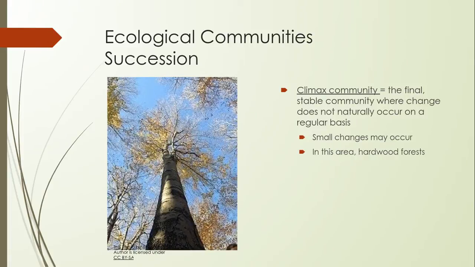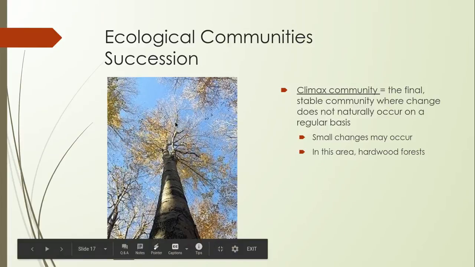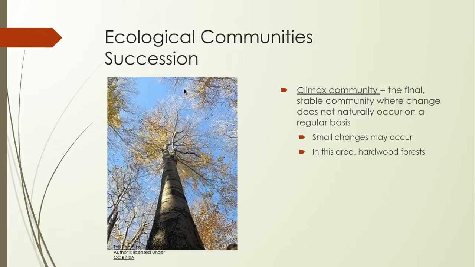Now, this is an example of a climax community. So we think of it kind of like the end, although ecosystems are constantly going through slight changes. But if we see the final stable community where primary succession has reached its climax or its end, that is called a climax community. You'll still get small changes, but if we look at this hardwood forest here, essentially we're looking at the final stages, or the climax community, of succession.